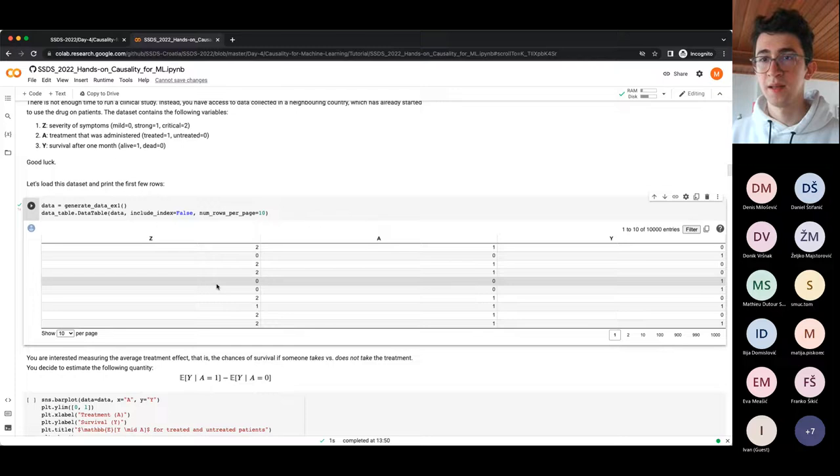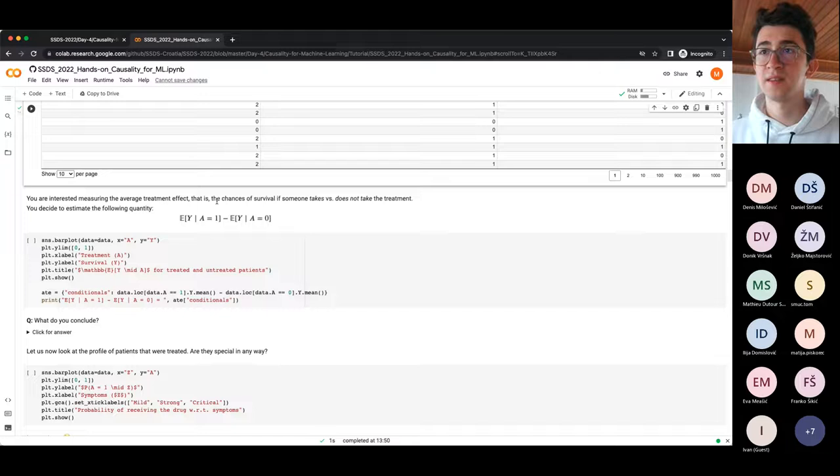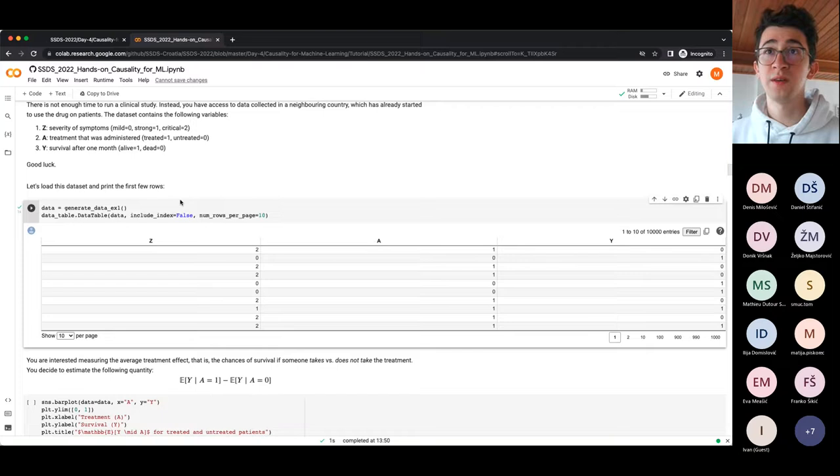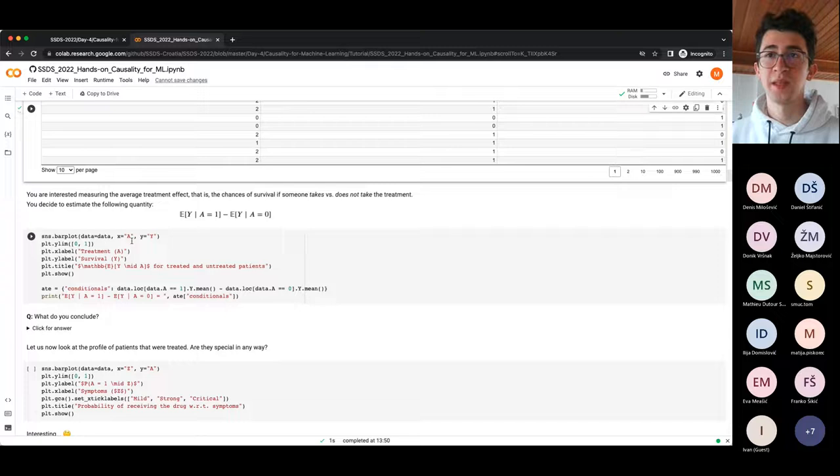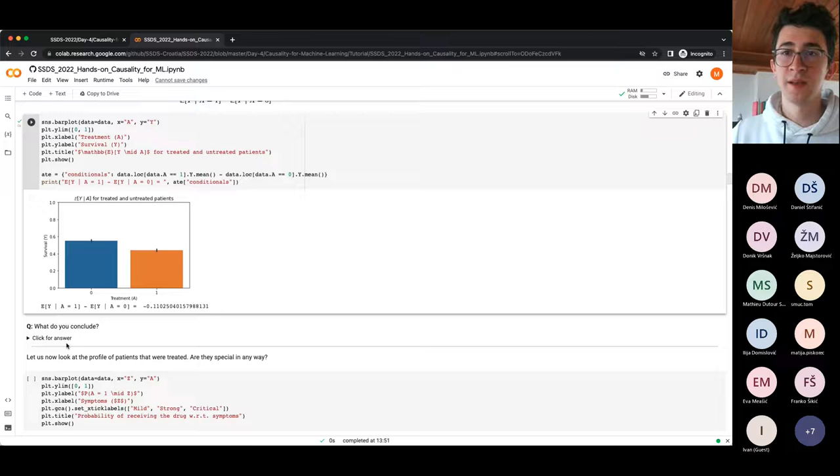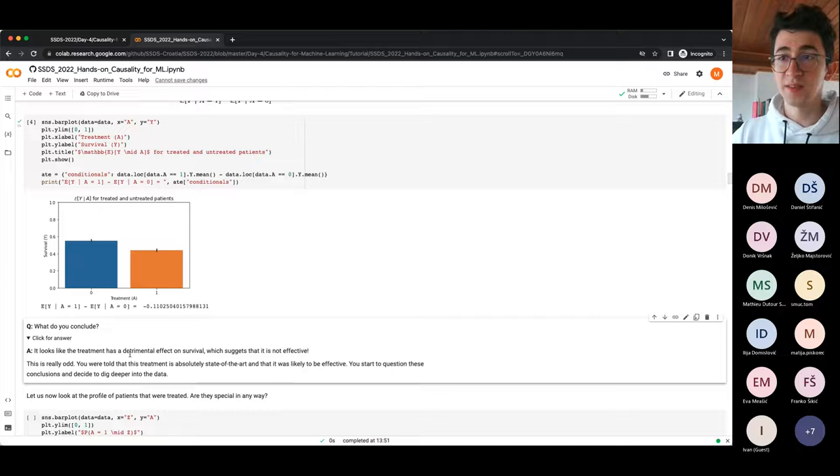Okay, so we are interested in measuring the average treatment effect, right? And we could estimate it by this quantity. We could say, okay, what is the expectation of Y for all the ones where we observe A equals 1, which means treatment was administered, against those where it wasn't. So here we go, and we plot. We observe the following, and if you look at the answer, it seems like the treatment has a detrimental effect on survival, which suggests that it's not effective. And this is really odd, since we were told that the treatment is absolutely state of the art.